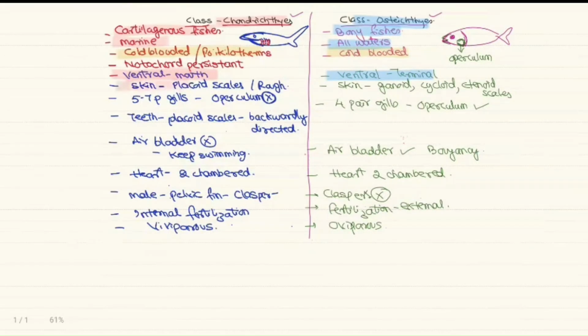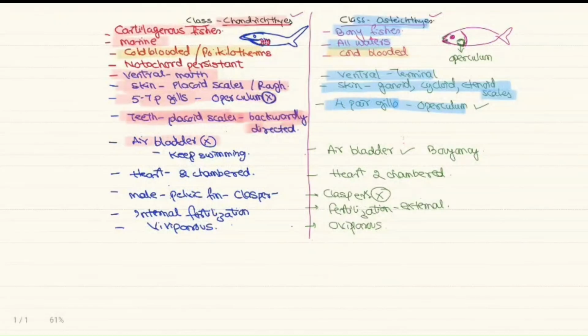The cartilage fishes, they have the placoid scales which makes the skin look very rough. These placoid scales are also modified into teeth, and these teeth are directed backward. Whereas in the case of the bony fishes, the skin is covered by ganoid, cycloid or ctenoid scales, except for the placoid. The cartilage fishes has 5 to 7 pairs of gills, but operculum covering is absent. Generally, osteichthyes has 4 pairs of gills and covered by the operculum.